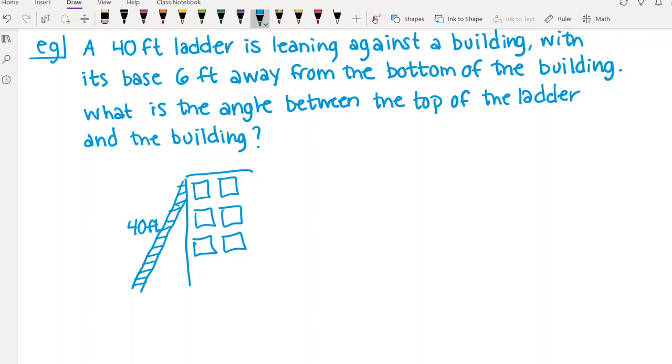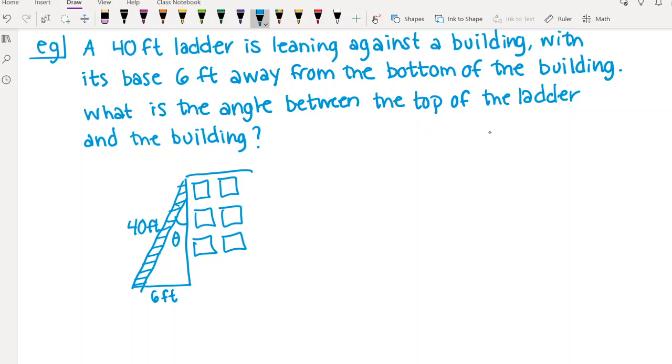And then we also know that the distance between the bottom of the ladder and the building is 6 feet. And then the angle we're trying to find is this angle, the angle that is between the building and the ladder. And so in this case, if we look at what sides we have, the opposite side and the hypotenuse. And so that tells us that we want to use inverse sine.